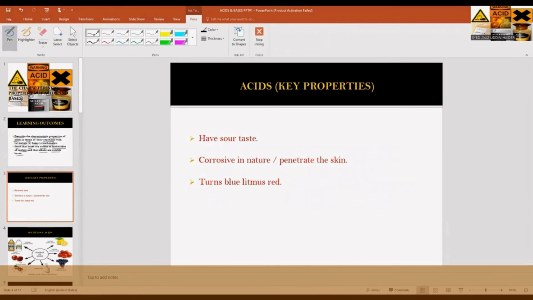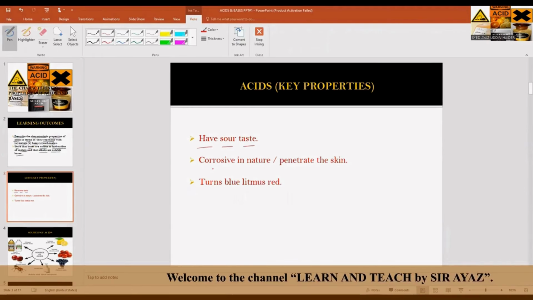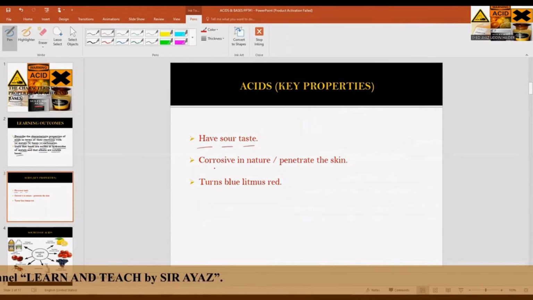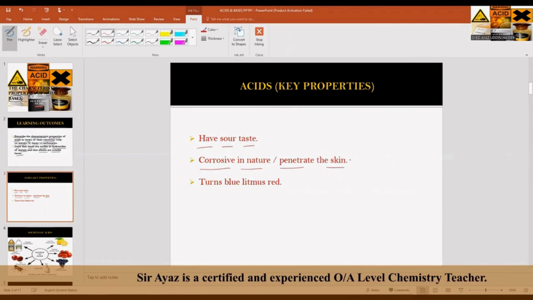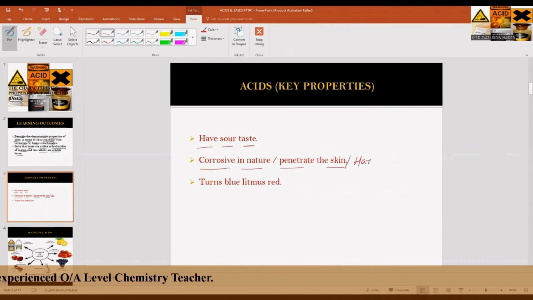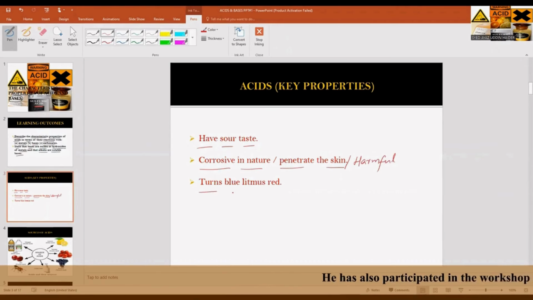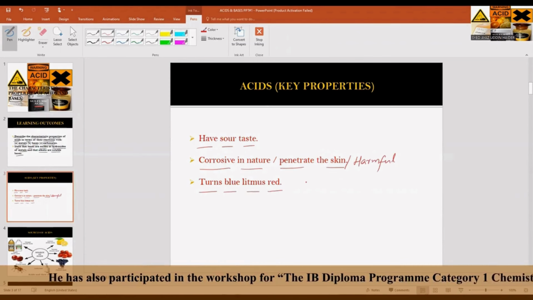Here are some key properties of acids. Acids have sour taste. You have tasted foods in your daily life, they all contain acid due to the season. There's some sour taste in them. Acids are corrosive in nature or they penetrate the skin. You can even write they are harmful. Acids turn blue litmus paper red.